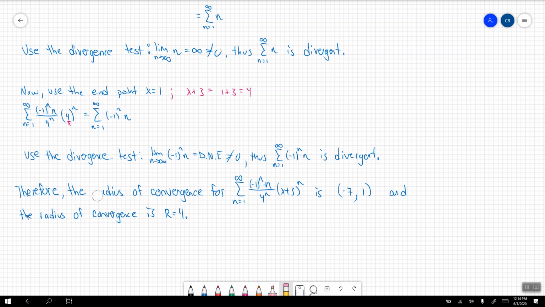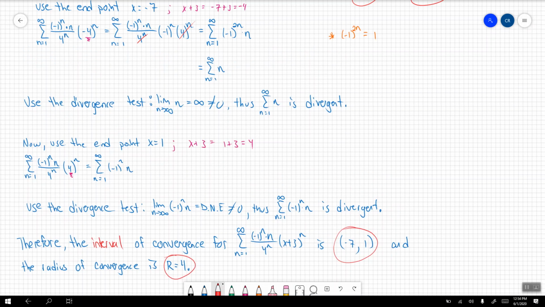All right, therefore the interval of convergence for this series is this interval, and the radius of convergence is this. There we are. All right, everybody, so that's part A. That was only the first example.